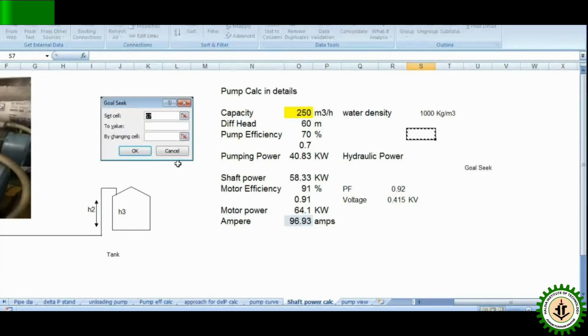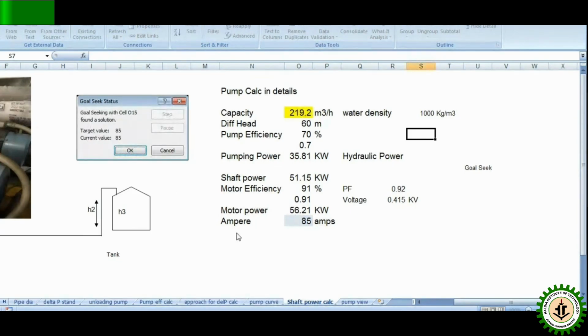Goal seek means, suppose this value is 96. If I ask you to tell me at 85 ampere what the flow would be, I write 85. This value I have selected is 96.393 here, and for this I want 85 ampere. Now tell me what the flow would be, by changing which cell. Click it here and press OK. You see, at 85 ampere the flow would be 219.2. So this way, from the answer you can move back to the question with the help of this goal seek operation. It's a fantastic tool, so use it sometimes.